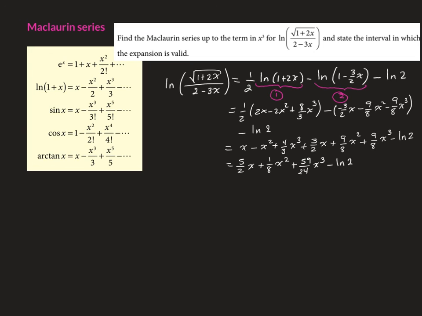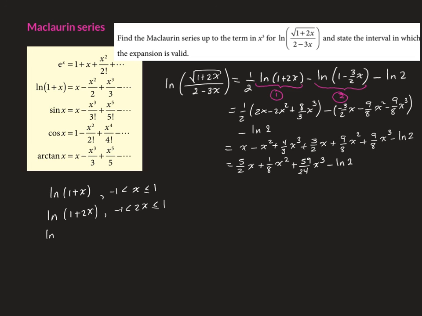Now the second part of the question is to state the interval or the values of x for which this expansion is valid. So let's remember that these expansions, the Maclaurin expansions, are only valid in the vicinity of 0. So in general, the expansion for ln of 1 plus x is valid around 0, like we said. It's for x between minus 1 and 1. So that would mean that for the expansion of ln of 1 plus 2x, 2x should be between minus 1 and 1 as well.